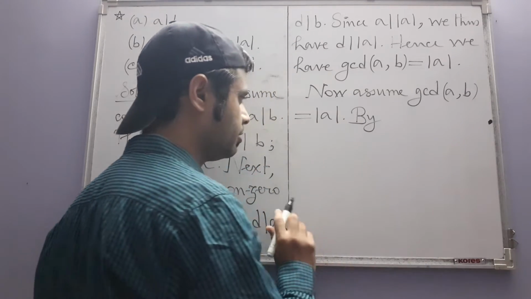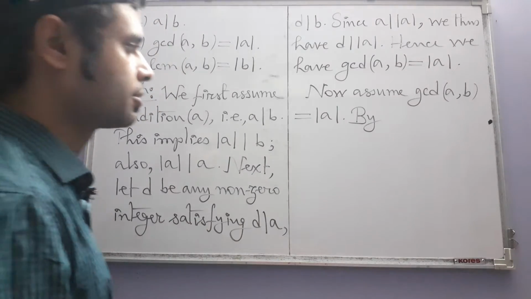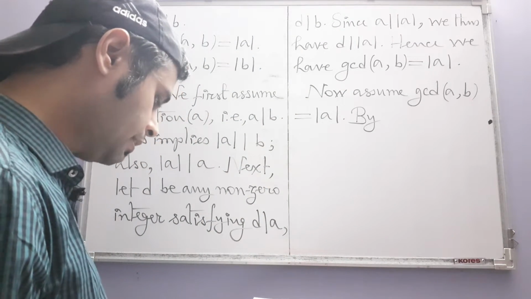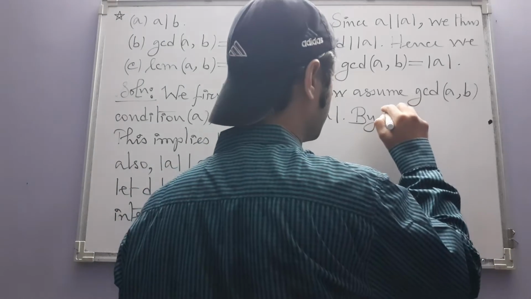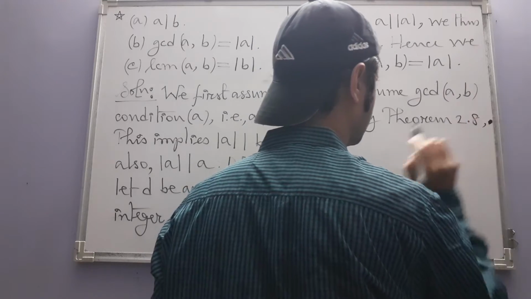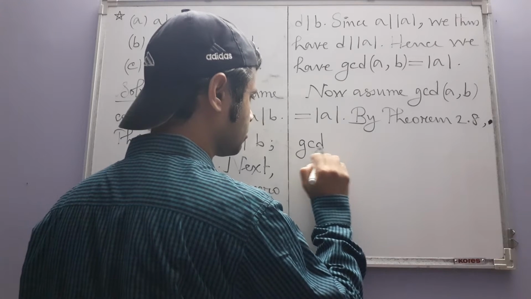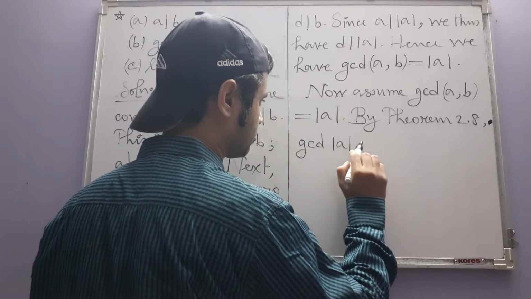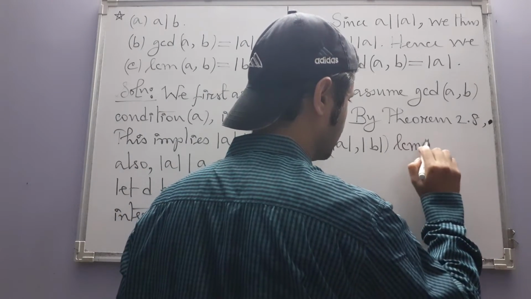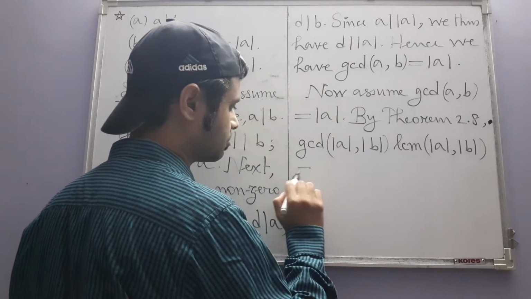So this is where we recall a result which connects LCM and GCD. We have already got that in a theorem. What was the theorem number? I think 2.8. By theorem 2.8, this times the LCM of the absolute value of a and the absolute value of b is equal to this.